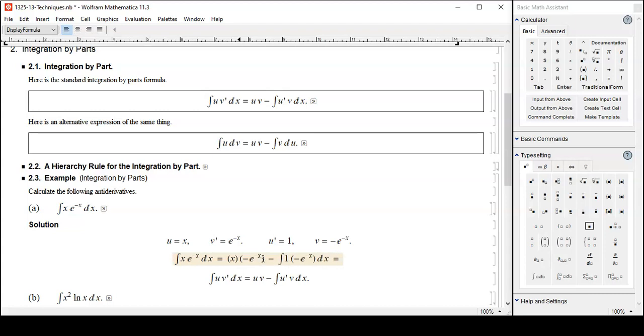Okay, we're almost there. This one is all set already: negative x e to the negative x. And then we have a negative and another negative, so it becomes positive. And if it is positive, what is it? The integral of e to the negative x dx. Okay, we have a much simpler integral than before.